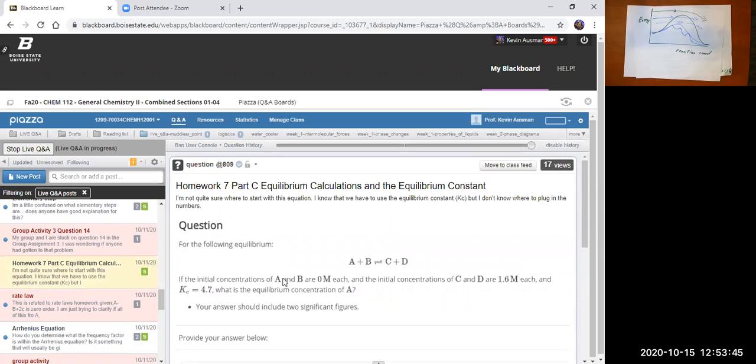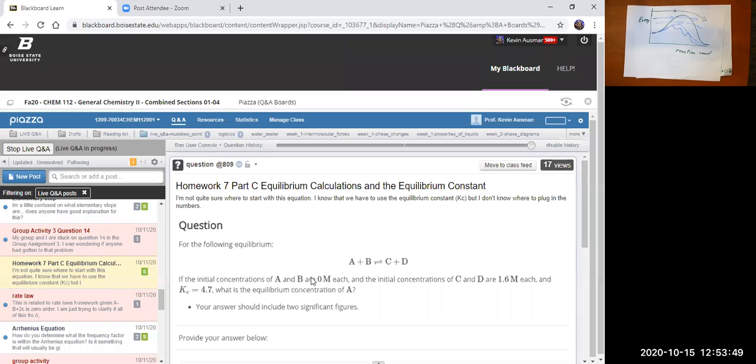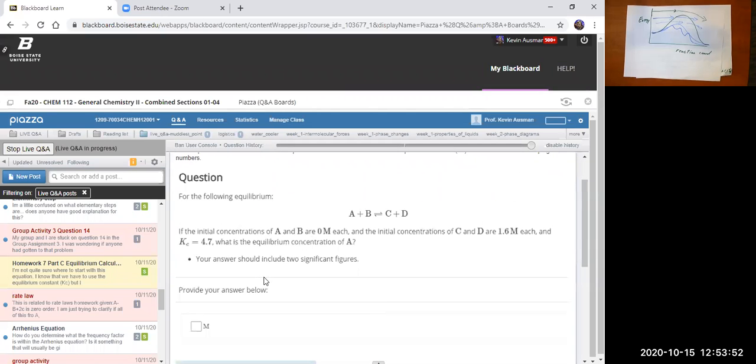Okay, we have an example here of equilibrium concentrations. So I could do this example if people want. I'm seeing some nods. Sure, I can do that.